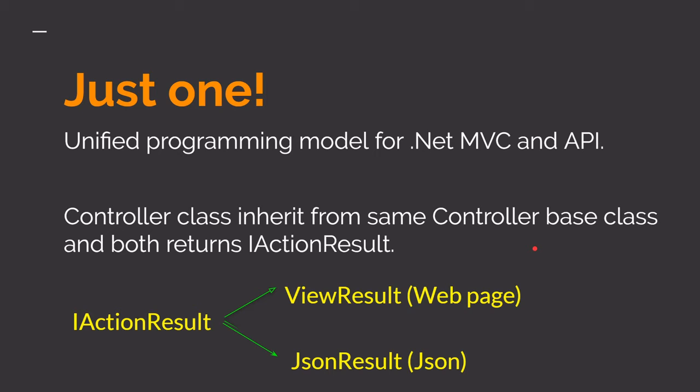Starting from .NET Core, we use the same unified programming model to create MVC-style web applications and web APIs. In both the cases, the controller that we create inherits from the same controller base class and returns IActionResult. As the name implies, IActionResult is an interface and it has got several implementations. ViewResult and JsonResult are just two commonly used examples of the built-in result types that implement IActionResult interface. ViewResult will return a web page and JsonResult will return JSON response instead.